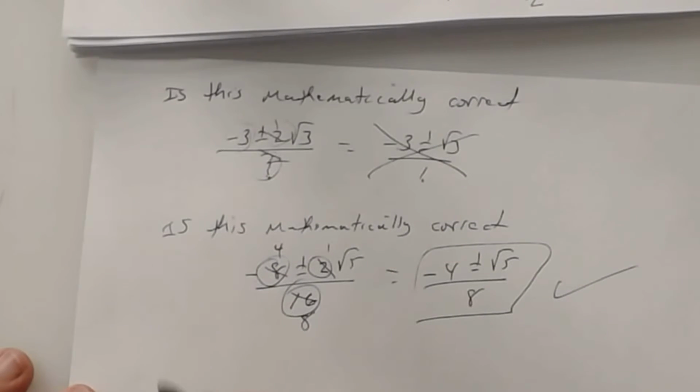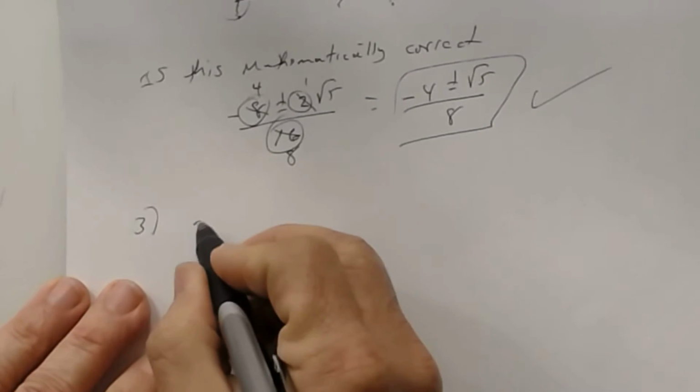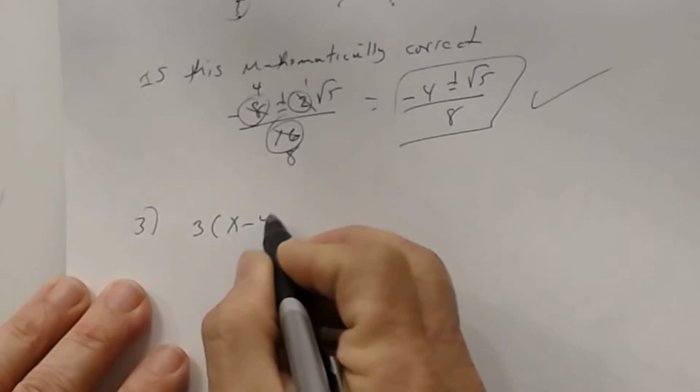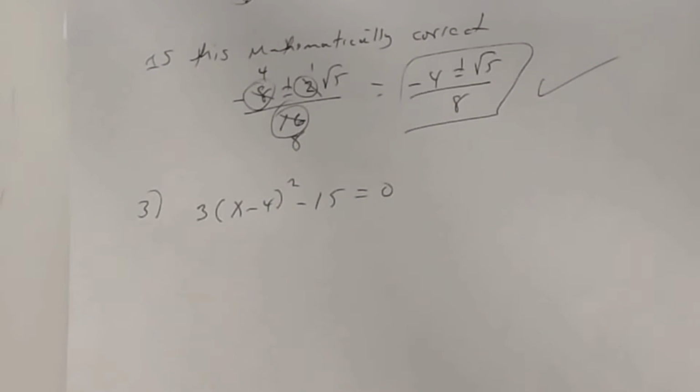All right. Now, number 3. Okay, let's suppose you had this. We had 3 times x minus 4 squared minus 15 equals 0. All right, now what kind of equation is this? It's quadratic, because if you were to FOIL it out, square that x minus 4, you would get an x squared.